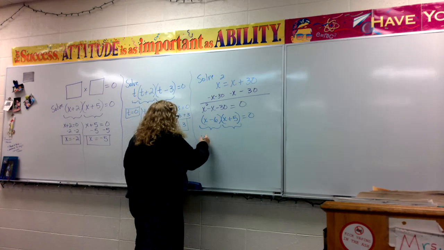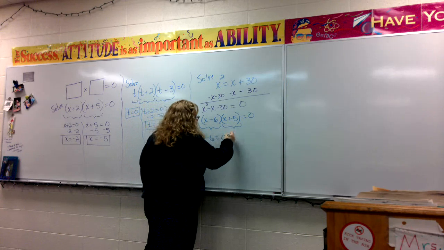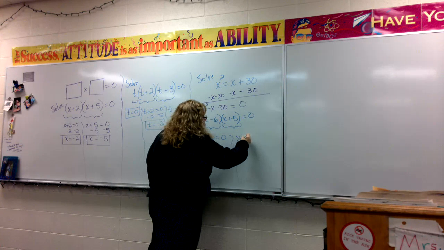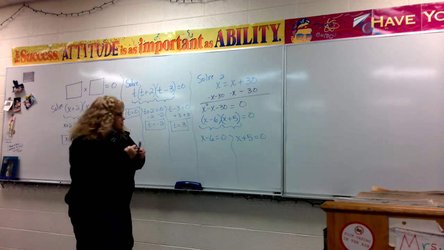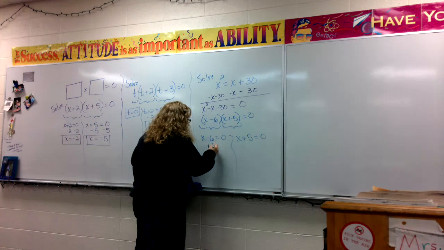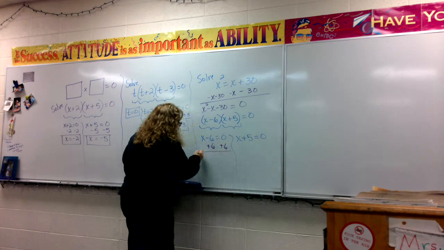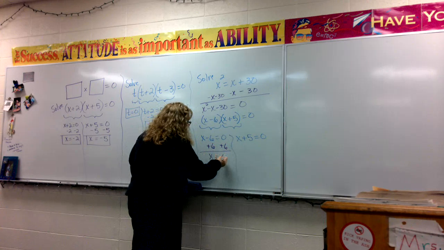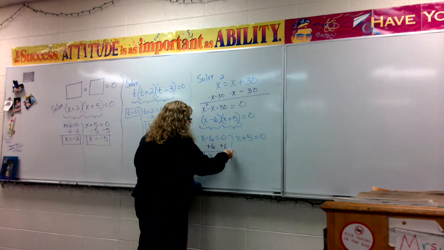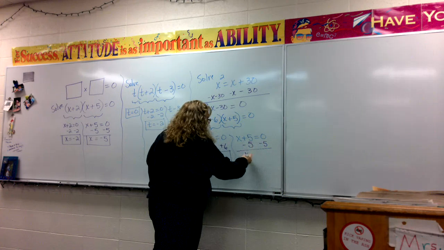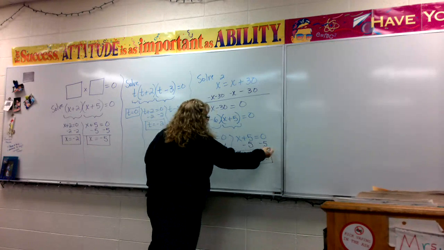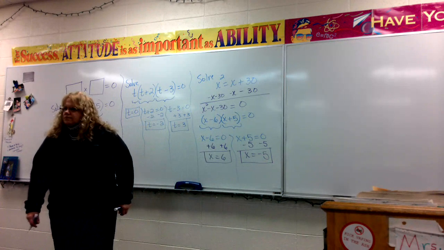That means x minus 6 equals 0, or x plus 5 equals 0. And then you can finish her up, right? Add 6, add 6, so you get x equals 6. Minus 5, minus 5. There we go.